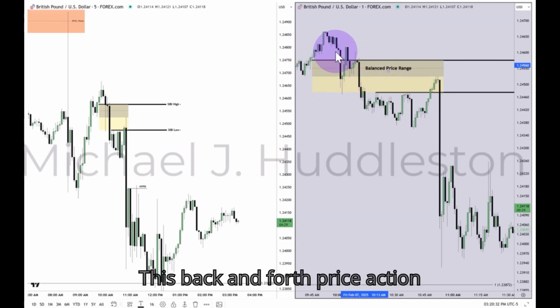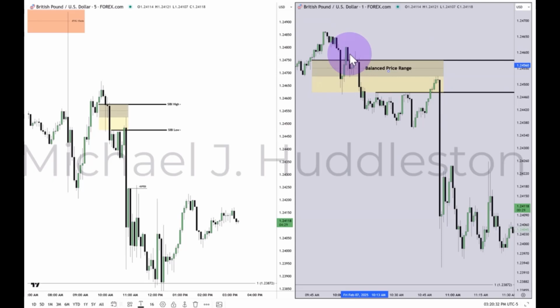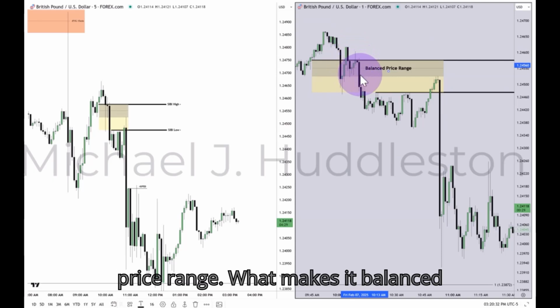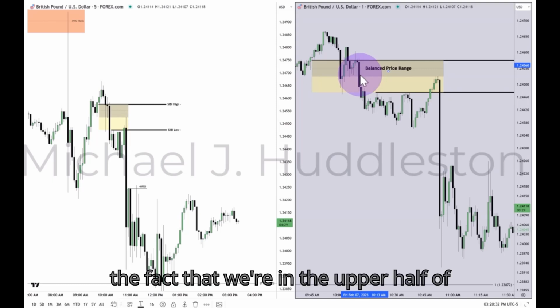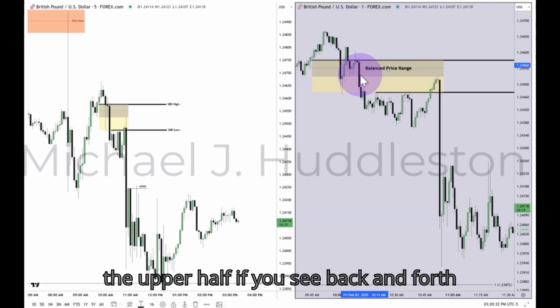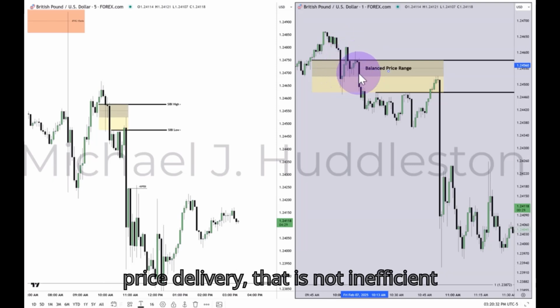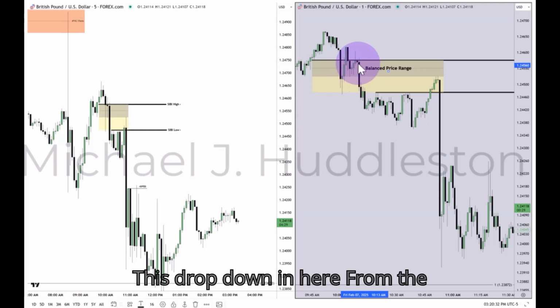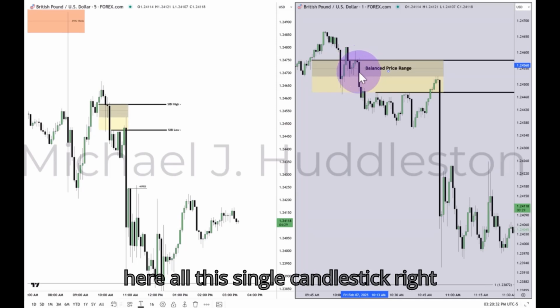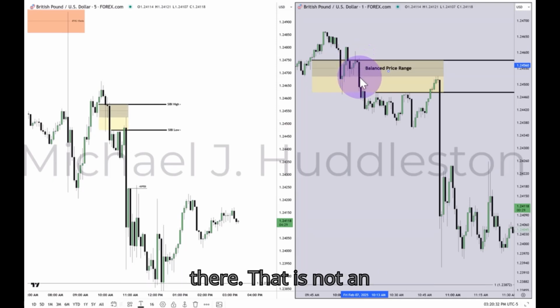This back and forth price action in the upper half of that is a balanced price range. What makes it balanced? The fact that we're in the upper half of a bearish fair value gap. So the upper half, if you see back and forth price delivery, that is not inefficient. This drop down in here from the middle of the shaded area up here, all this single candlestick right there, that is not an inefficient price delivery.